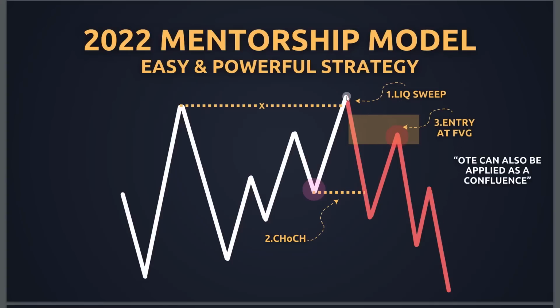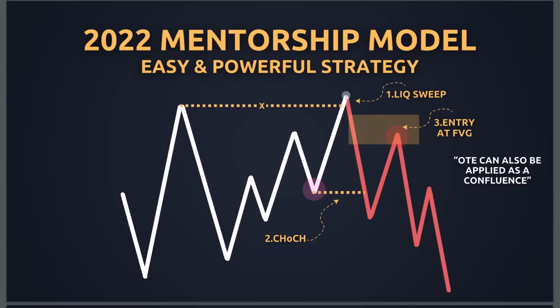Now you see this range right here from this high to this low. We can apply the premium and discount from this high to this low. And we can see that this is definitely above 50%. The fair value gap is above the 50%, so it's a good place to enter.